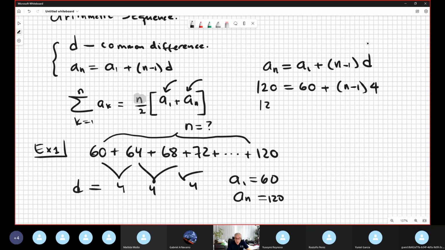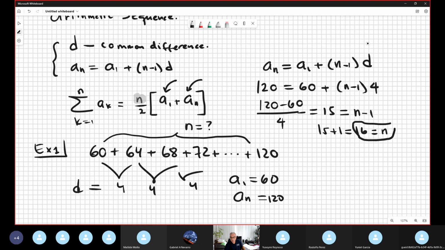This is 120 minus 60 divided by 4. It's 120 minus 60 divided by 4, which is 15. And 15 is equal to n minus 1. Therefore, n alone is 16. N alone is 16 because I move the negative 1 to the left, 15 plus 1, 16 is there. I discover that this summation, my problem, has 16 elements. This guy is 16.